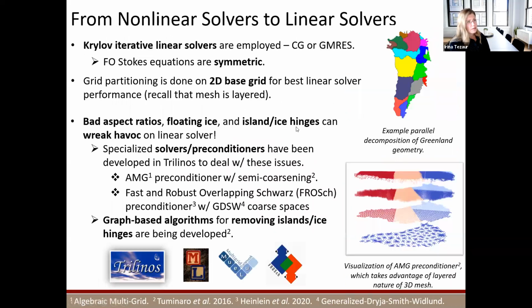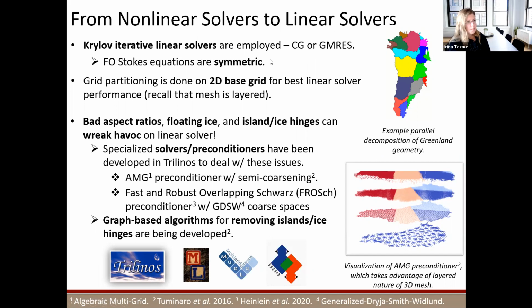Moving from the nonlinear solvers to the linear solvers, within your Newton solver you're going to solve many, many, many large linear systems. So how do we do this efficiently? We typically use Krylov iterative linear solvers, so we can use both CG or GMRES for this problem since it's symmetric.